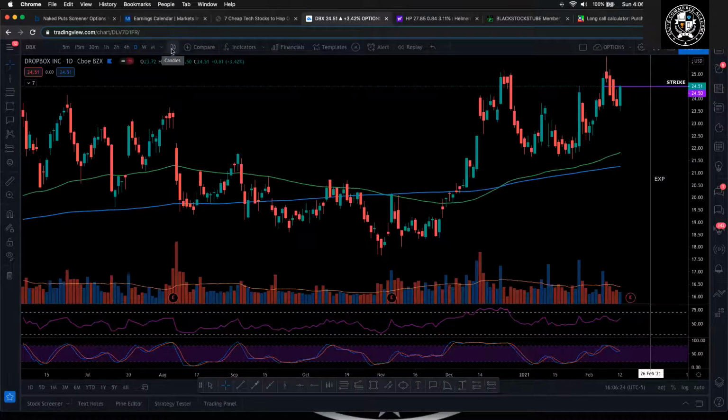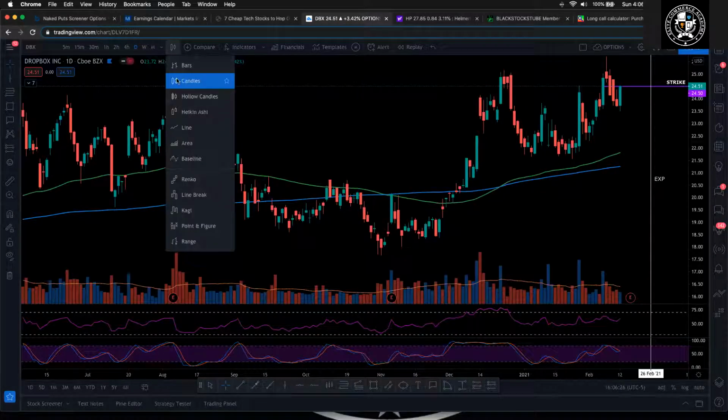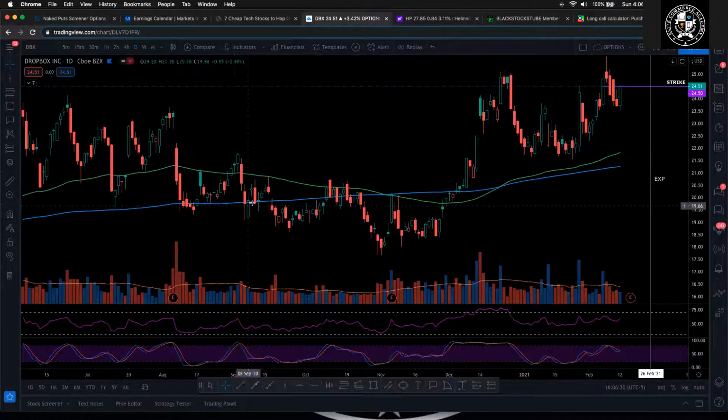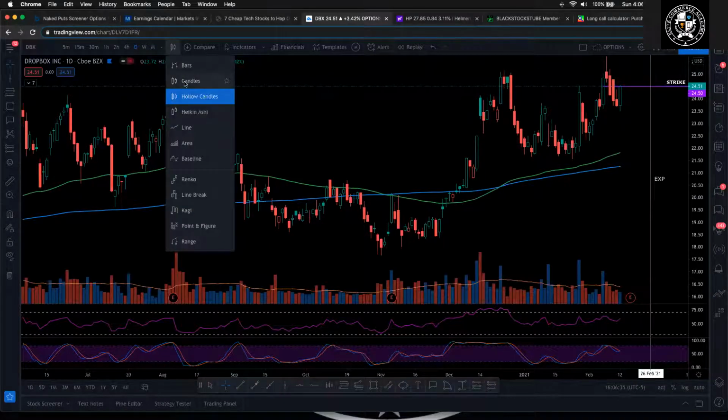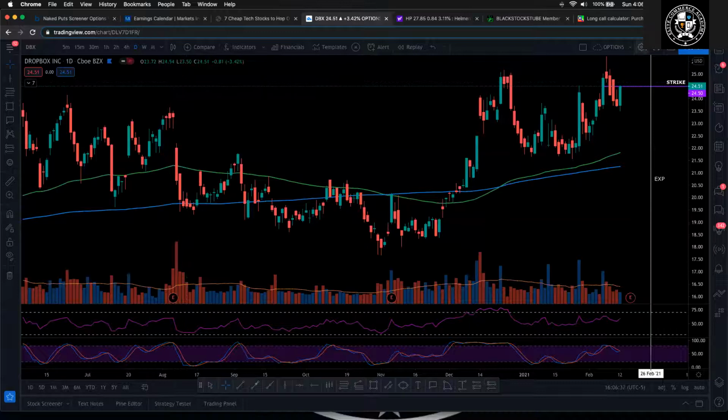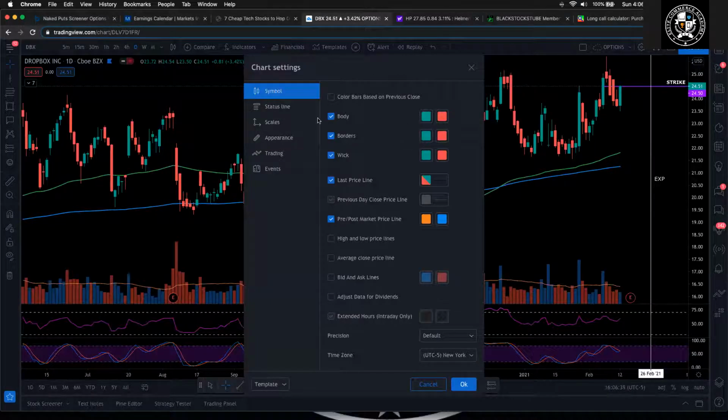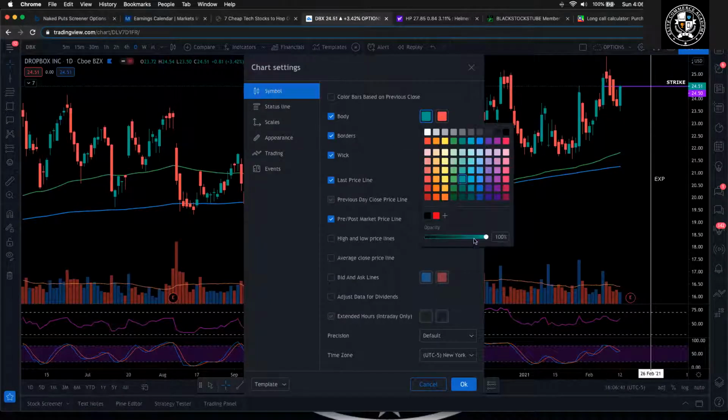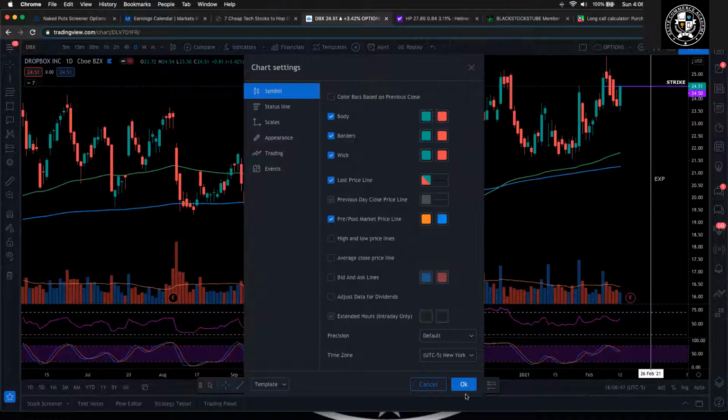If you go up here to the top, you can also change to hollow candles if you want. So if you want it to be hollow candles, you can change them like that too, all right? And then you can go back in here and change them if you want to do that. If you want to change the body, you can change it to hollow by using the opacity and all that type of stuff.